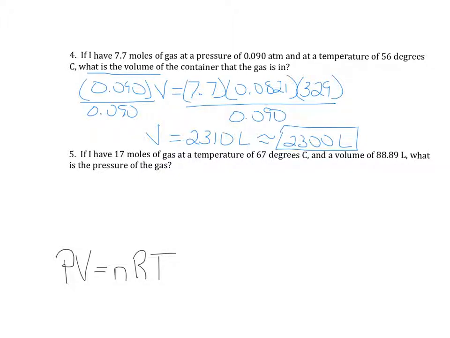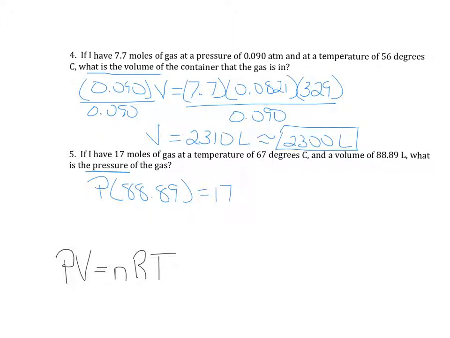All right. For number 5, if I have 17 moles of gas at a temperature of 67 degrees Celsius and a volume of 88.89 liters, what is the pressure of the gas? I'm going to use this formula down here at the bottom, same way. Pressure now, though, is the variable we're trying to find. So we're just going to let that be P times a volume, and it said that was 88.89 liters.